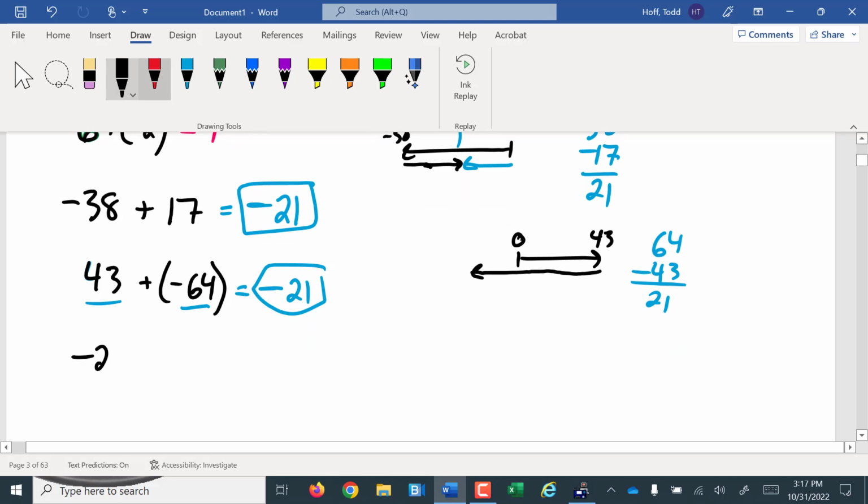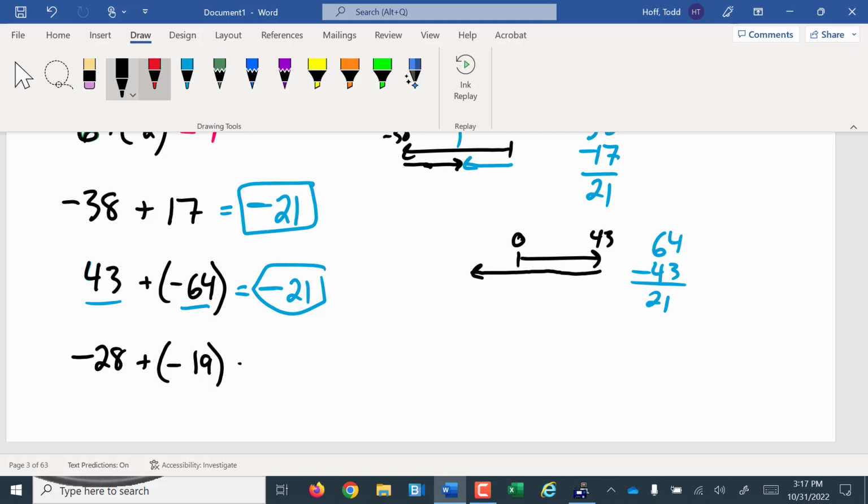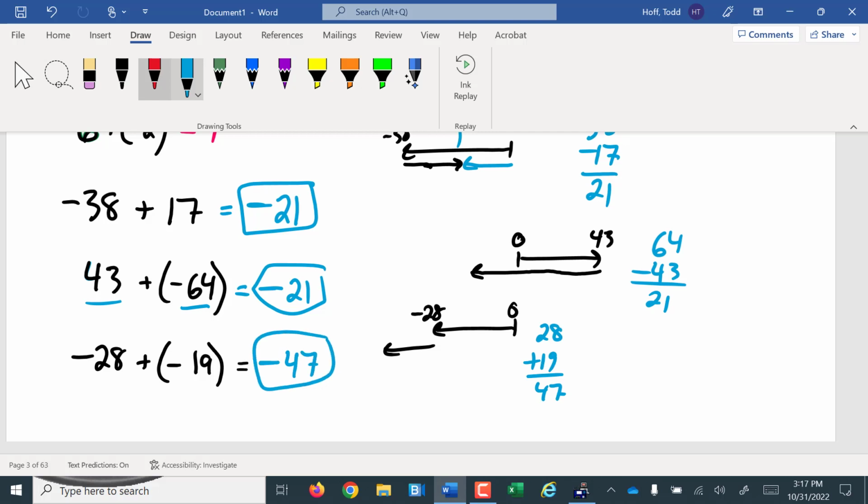I might have a 28 plus a negative 19. So when I'm looking at that one, here's what I picture. There's 0. Negative 28 goes this way. Well, negative 19 goes the same direction. So that is definitely on the negative side of 0. Both of them go in the same direction, so their absolute values add together. So just 28 plus 19 gives us 47. So it's a negative 47. That makes sense? Does that look familiar at all? Maybe? Okay.